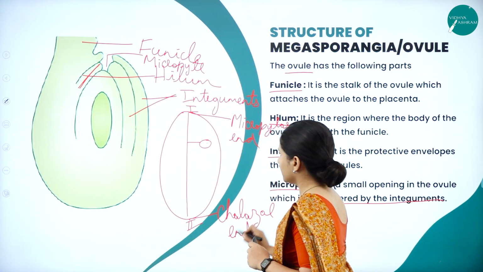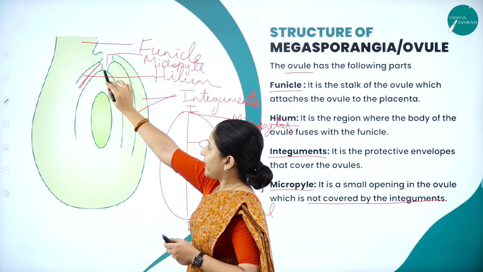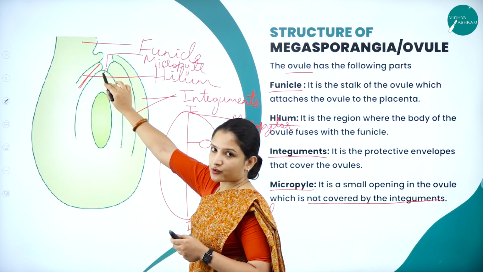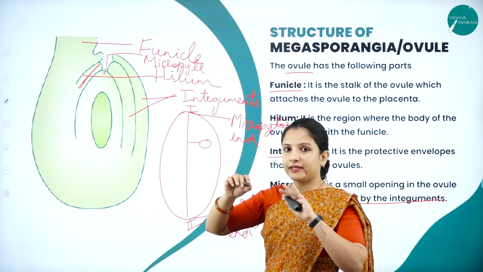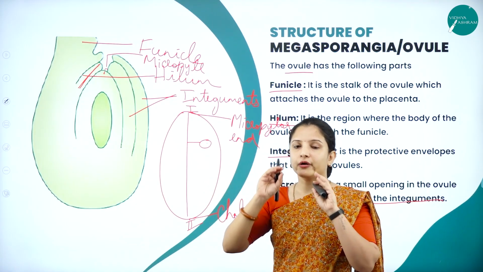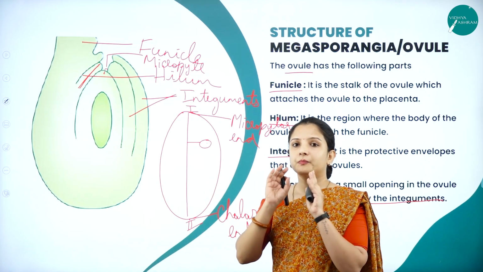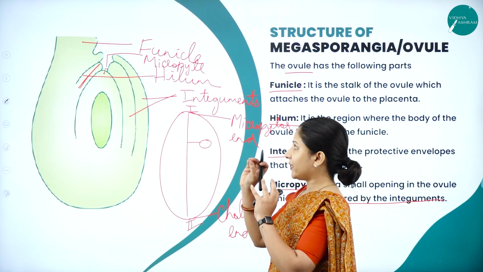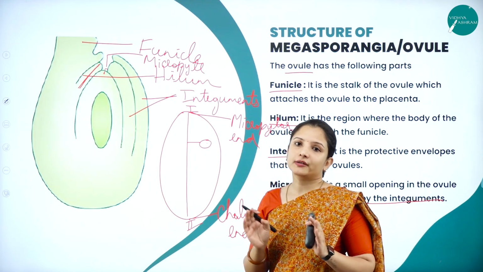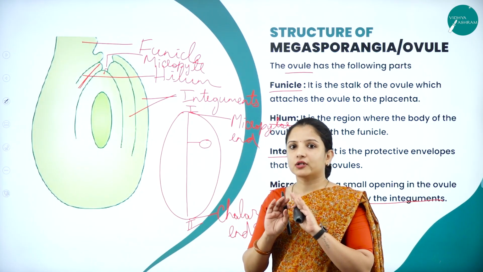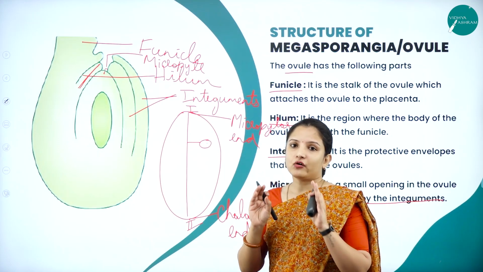Chalazal end. So you have the micropylar end. This tip is the micropylar end, wherein you have the micropyle. Micropyle is nothing but micro, something that is small, and pile, an opening. So micropyle is where there is an opening. Why is there an opening? Because it is not covered by the integuments, or it is not covered by any of the layers.